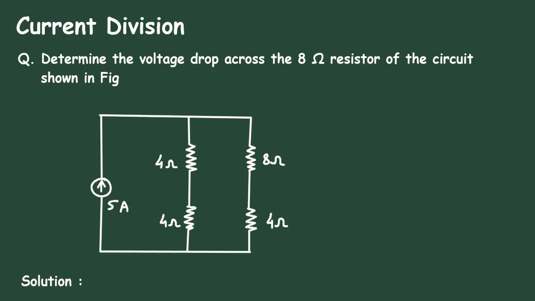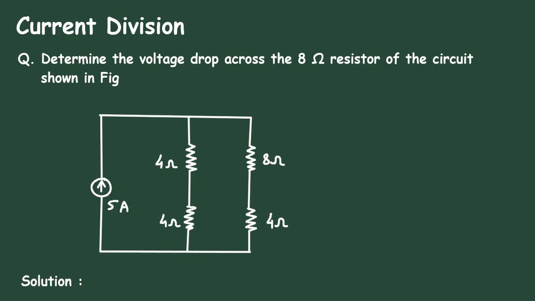Current division question. Determine the voltage drop across the 8 ohm resistor of the circuit shown in the figure. So here in this circuit, we have to find the voltage drop across this 8 ohm resistor by using the current division rule. So let's solve this circuit. Solution. So first of all, to find the voltage drop across this 8 ohm, we have to find this current. Let's say this current is current I1.